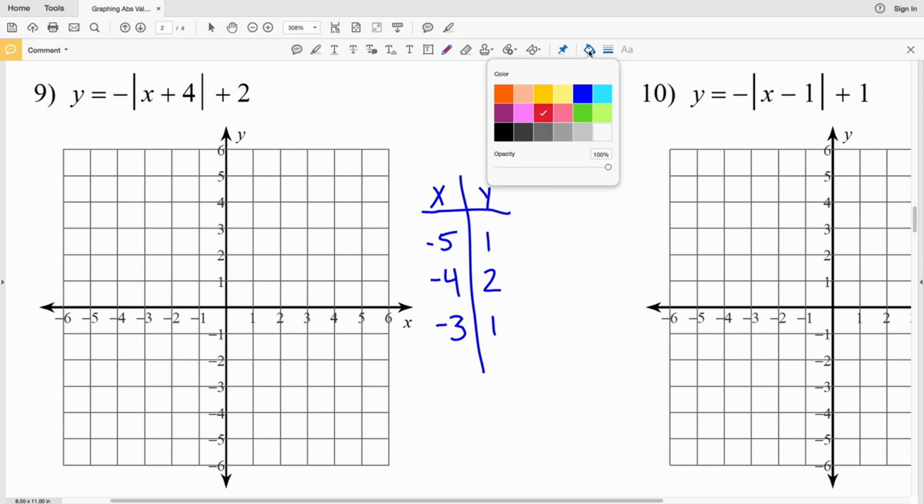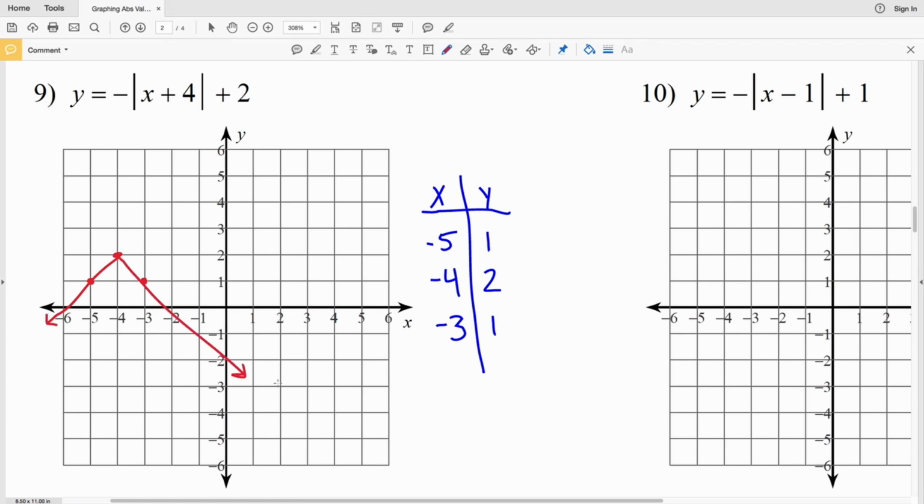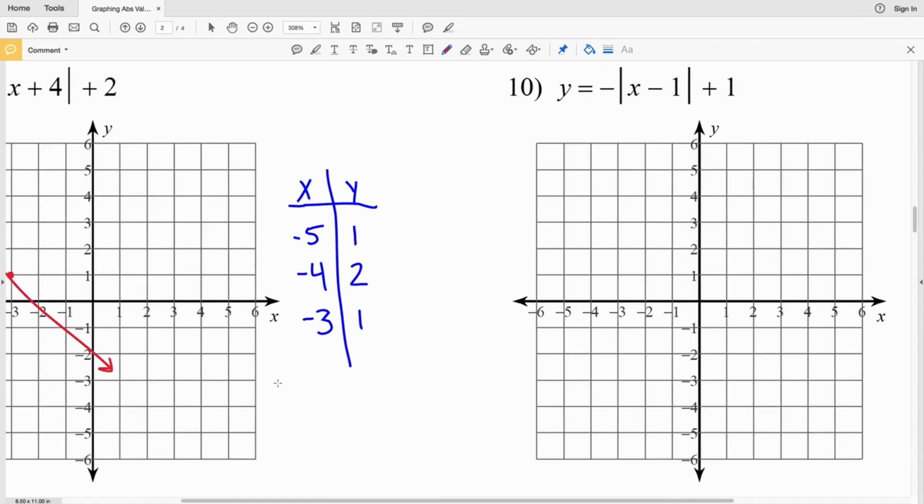We're going to go ahead and graph those 3 points. So -5, 1, -4, 2, and -3, 1. Then we can connect them with two separate lines intersecting or meeting at the vertex. And that's the answer for number 9.